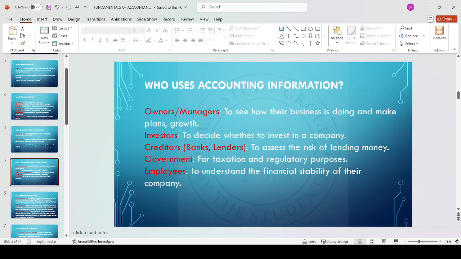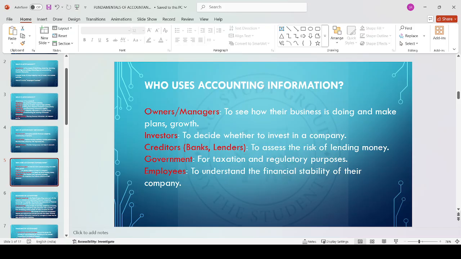And investors. If someone is thinking about putting their money into a company, they will heavily rely on accounting information to make a decision if it's a good investment. They want to see if the company is profitable and financially sound. They use this accounting information.